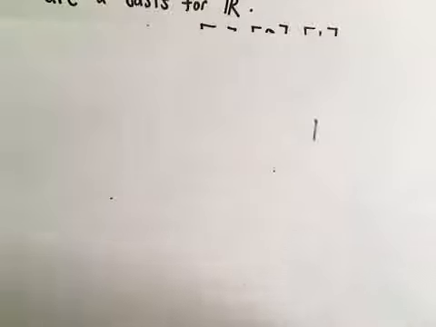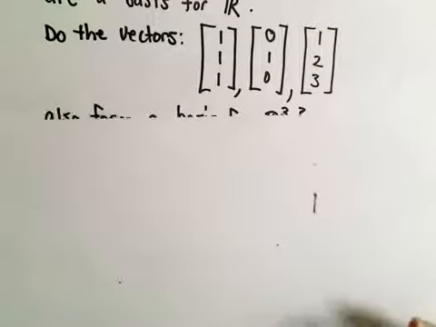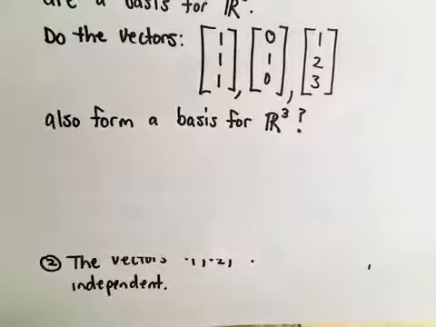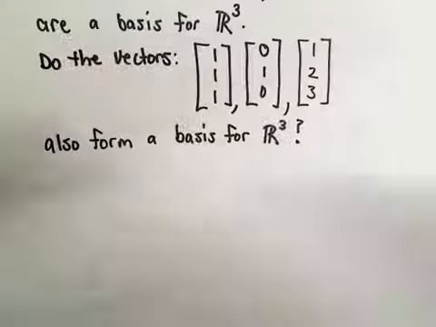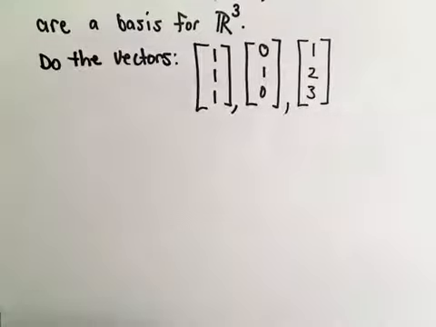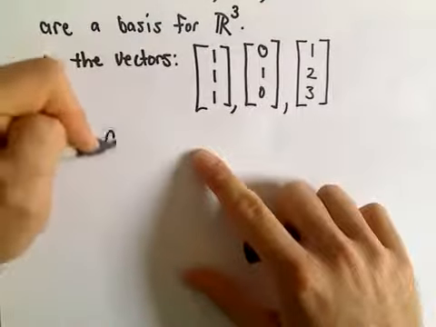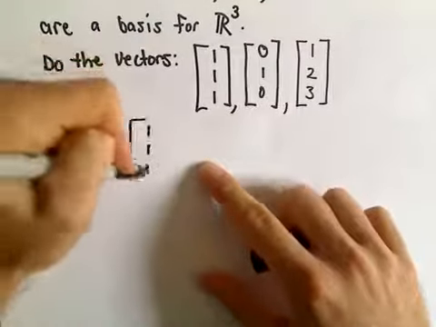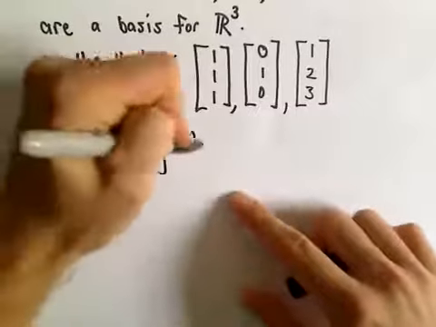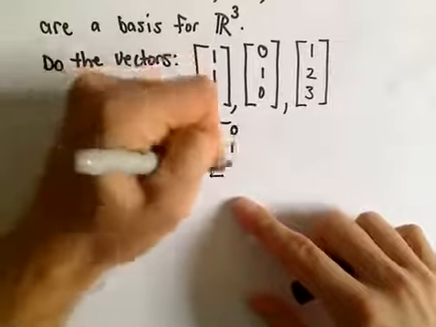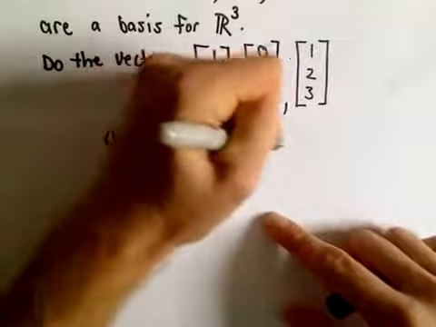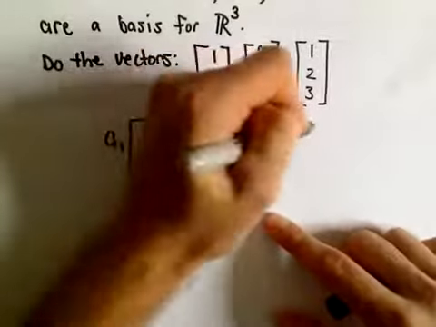Now let's check if they span all of R3. So do they span all of R3? And again, what we're looking for, we want to be able to take linear combinations. So a1 times (1, 1, 1) plus a2 times the vector (0, 1, 0) and a3 times the vector (1, 2, 3).